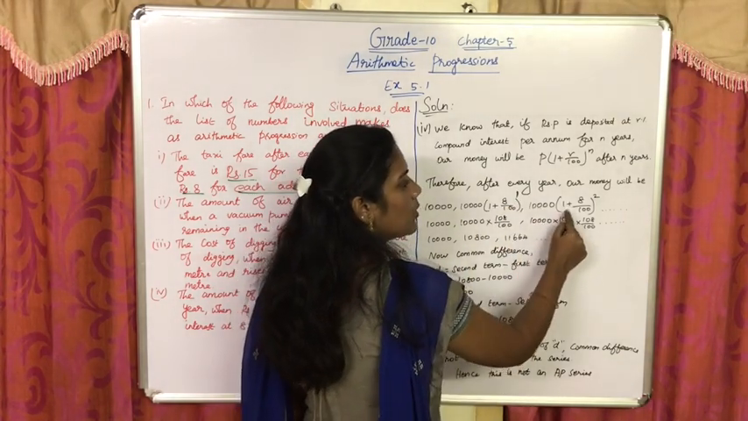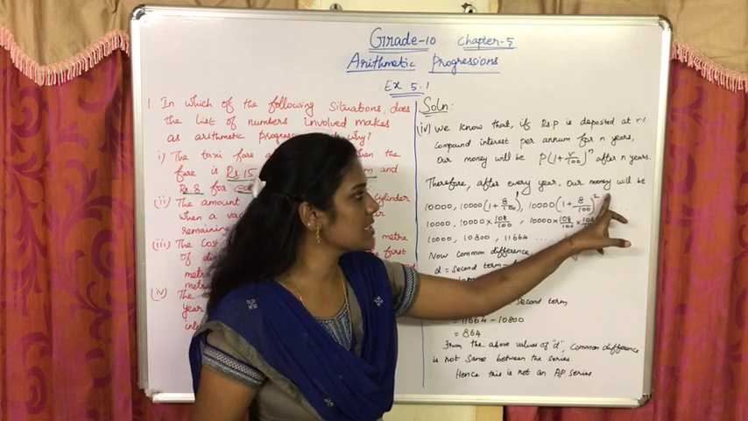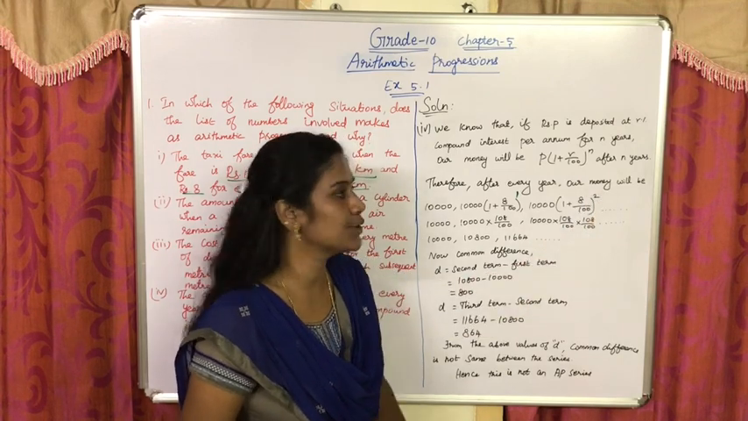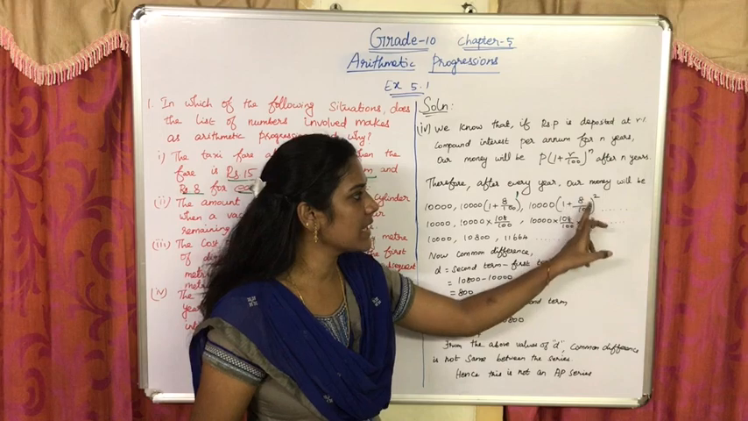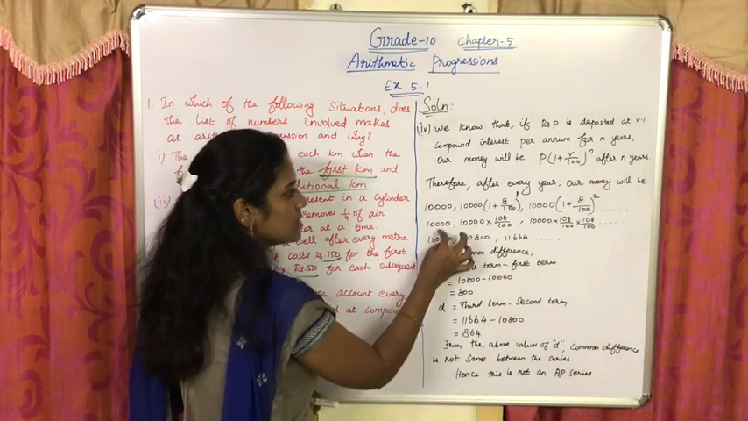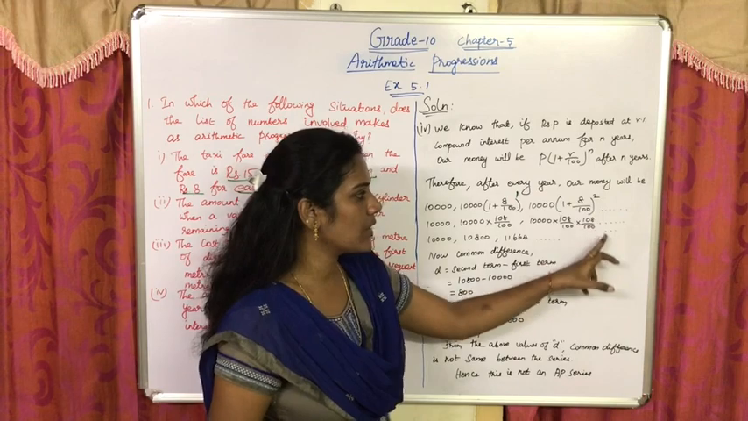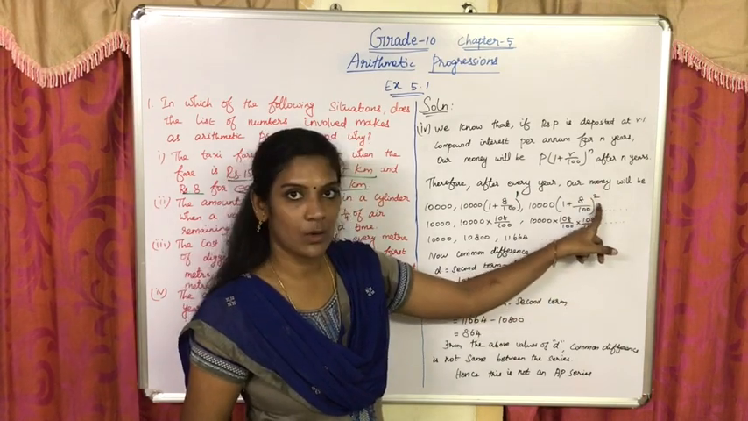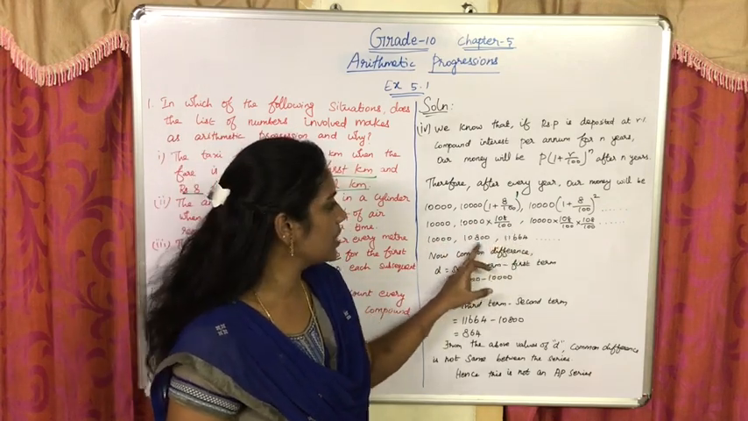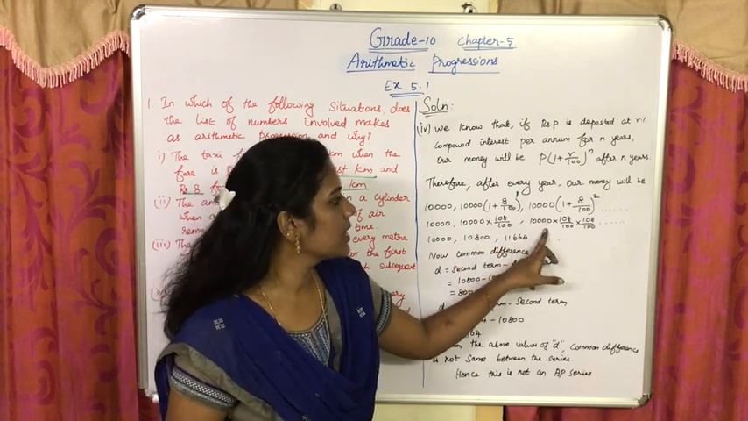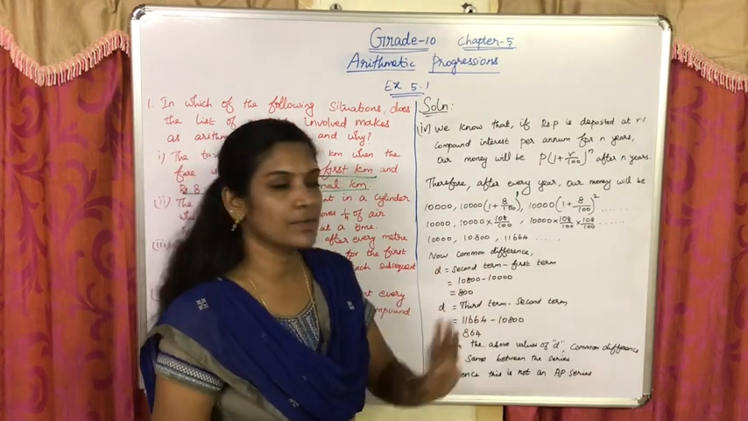Then 10,000 into 1 plus 8 by 100, power 2, for the second year. So 10,000 is the principal, 8 is the rate of interest, and power is the number of years. Now it is 2 years, so I am inserting 2 here. So for the second year I am finding 10,000 into 1 plus 8 by 100 power 2. If I take the LCM I will get 108 by 100 into 108 by 100, because twice the time. Whole square means 2 times we need to multiply. Now multiplying by 10,000 and simplifying, you will get the answer as 10,800 for the first year, and for the second year you will get 11,664.